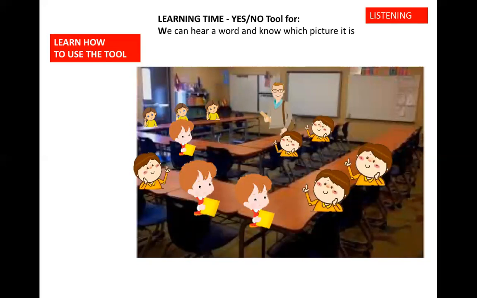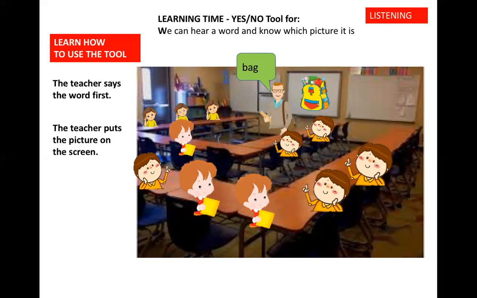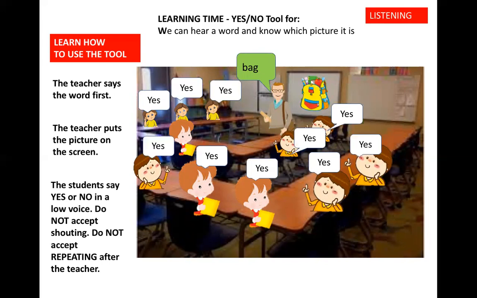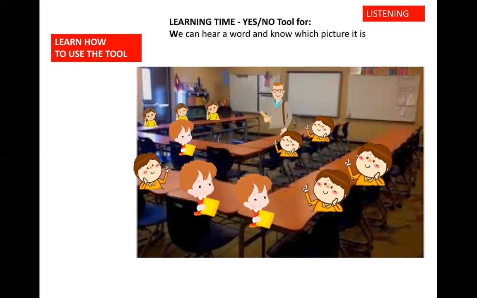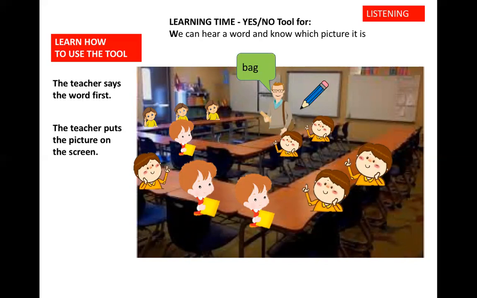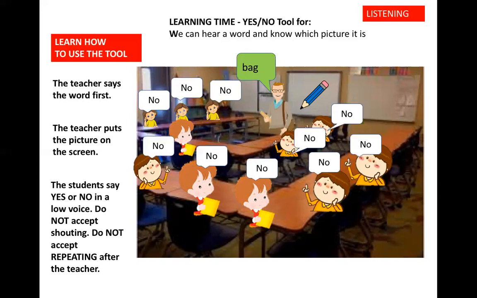The teacher says the word first, bag, puts the picture on the screen, and all the kids say yes, because bag and what they see on the screen is the same. However, as we progress, the teacher says the word, the same word, because that's the word we're learning, bag. The teacher puts the picture on the screen. Is it a bag? No, but please don't talk too much as a teacher. Just say bag, flash the picture of a pencil on the screen, and the students will say no. Remember, no shouting, no repeat after the teacher. All the students have got to do is say yes or no.